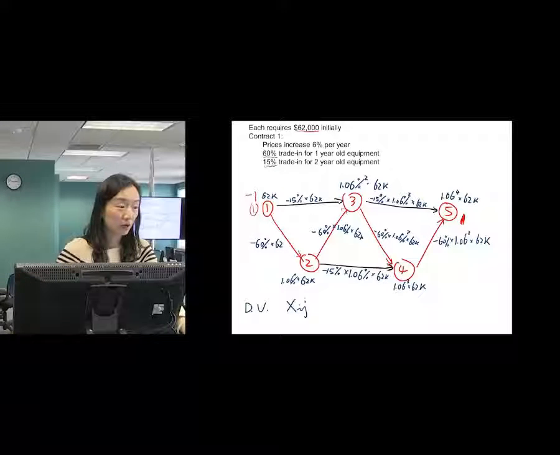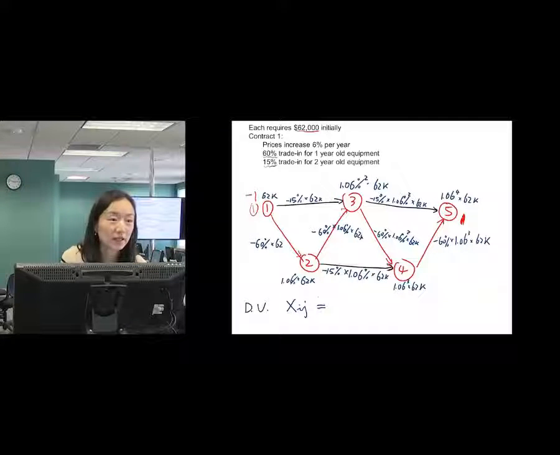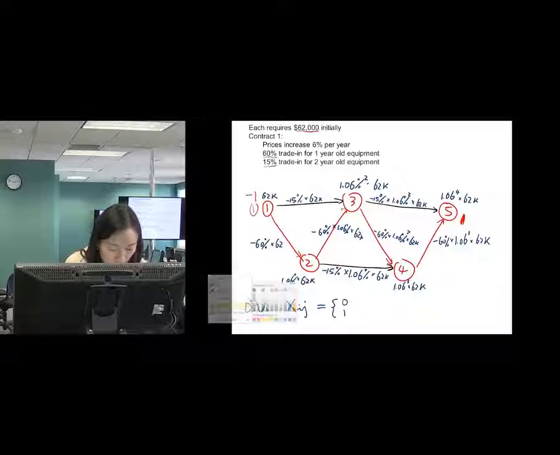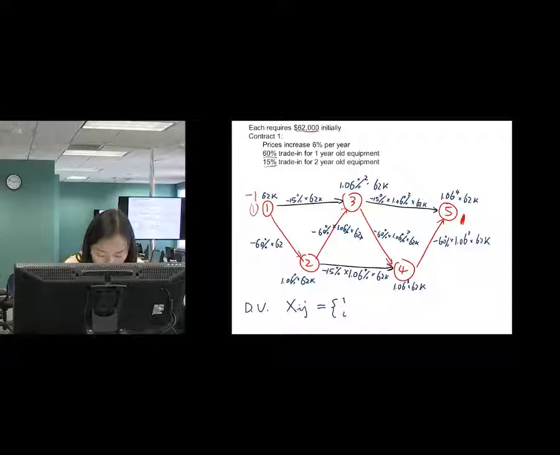Okay, so our decision variable will be xij represents, and we know that we're going to treat this as a shortest path problem. So it will be 0 or 1. Let me revise the order. Okay, so I'll put 1 or 0.